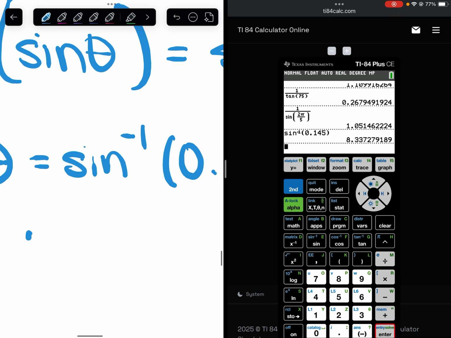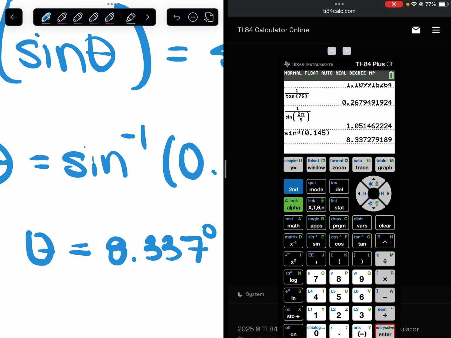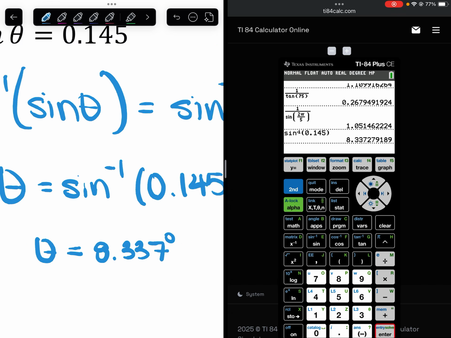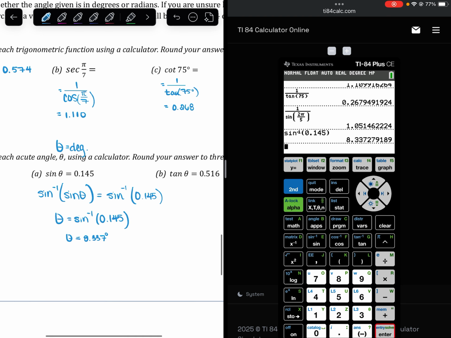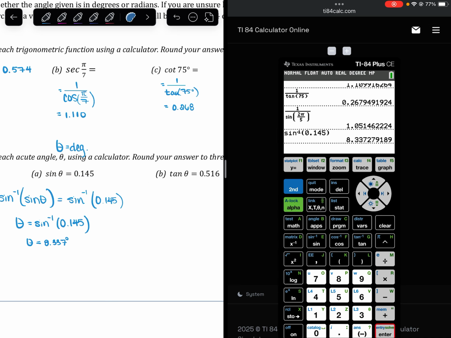So we get the angle 8.337 degrees. If you're in degrees, make sure you put a degree symbol on there. If you're in radians, you don't need anything. I wrote that way too big. Scoochie. There we go. All right, B, tangent.